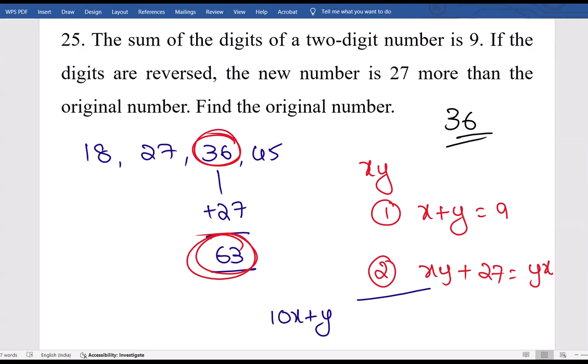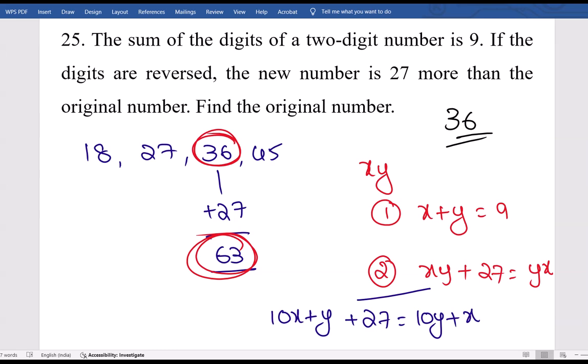27 can be written as 2 into 10 plus 7 into 1. In 27, 2 is in the tens place, 7 is in the units place. So xy is also x into 10 plus y into 1. X is in the tens place. Plus 27 should be equal to 10y plus x. Do you agree? 10y plus x, right?